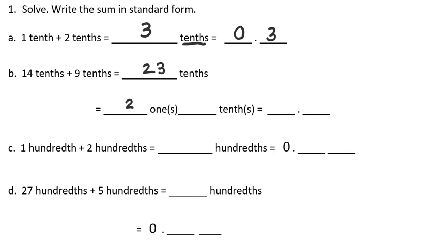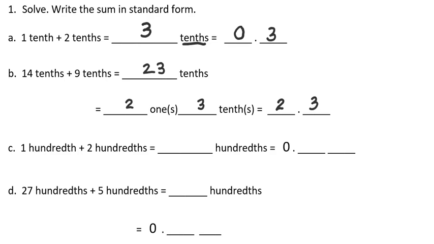So I have 23/10. So I can make 2 wholes out of that. And then I would have 3/10 as well. So 2 and 3/10 is my final answer, and I would write that in standard form. So 23/10 is the same as 2 wholes and 3/10.